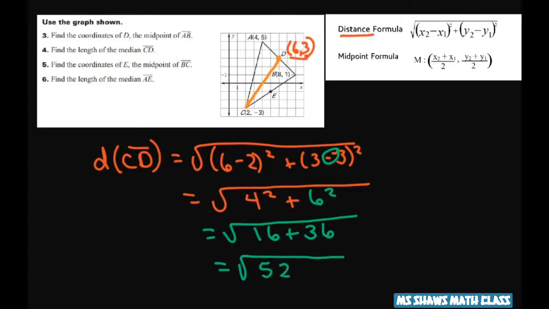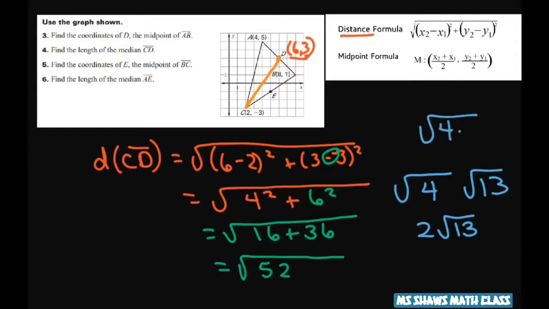Now 52 can be broken down as the square root of 4 times the square root of 13. So that can be reduced to 2 square root of 13. Remember, you can always simplify and then bring it down like that. So that's that answer, 2 square root of 13.